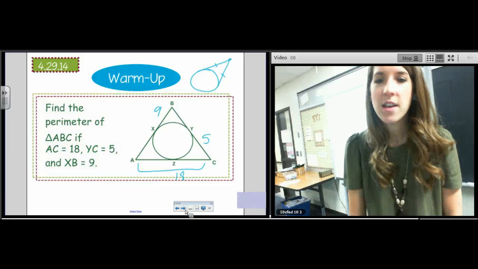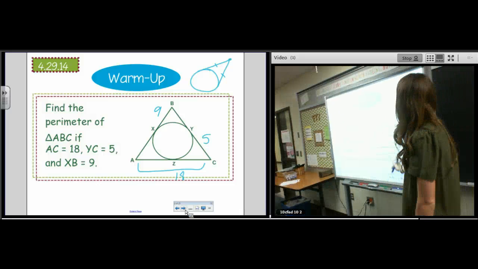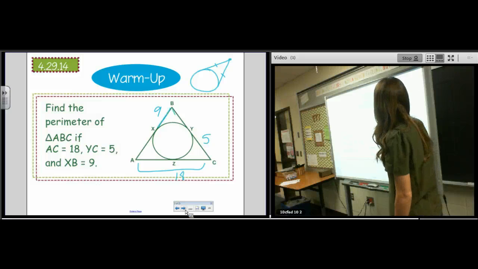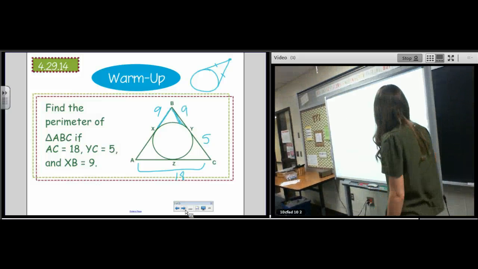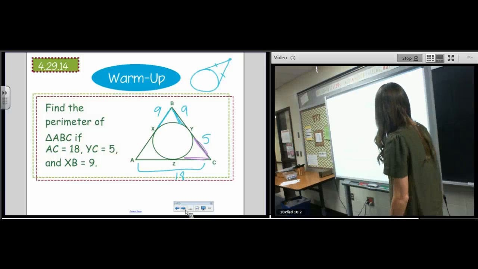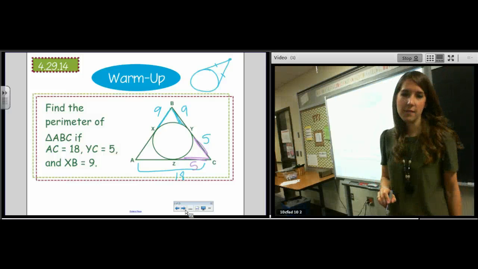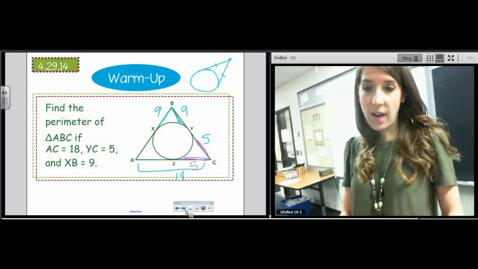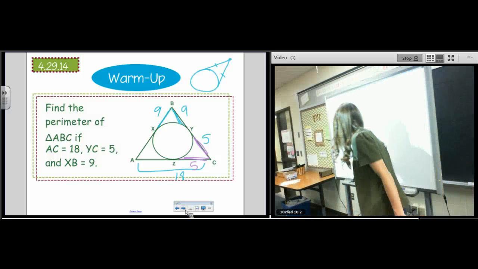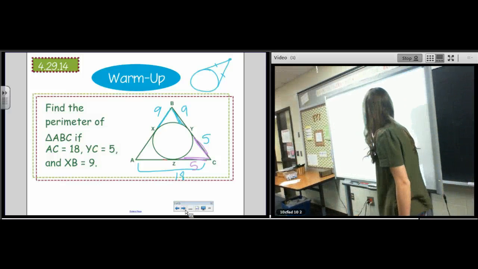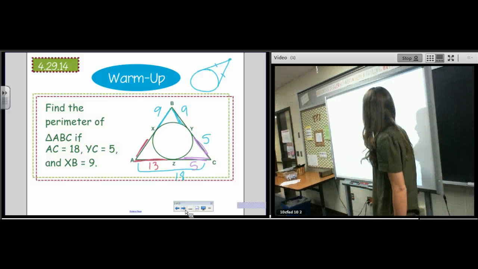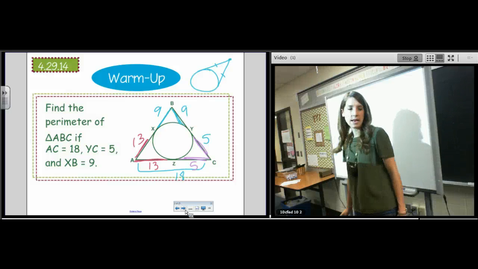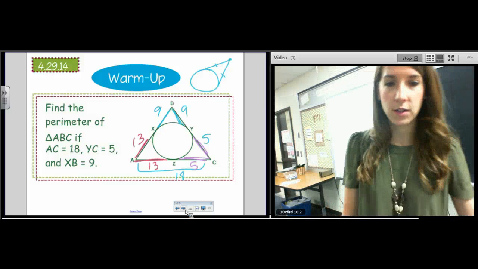Thanks for asking. All right, so we know that if this one's 9, then that one's 9. If this one's 5, then the other purple one is 5. And then we do 18 minus 5, 13. And now we can find the perimeter of our circle.